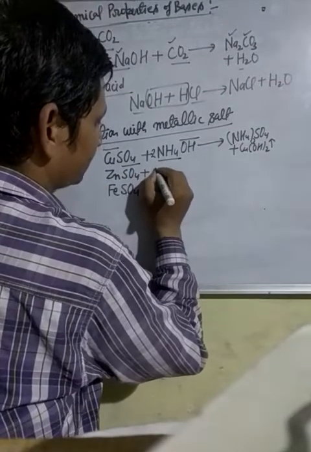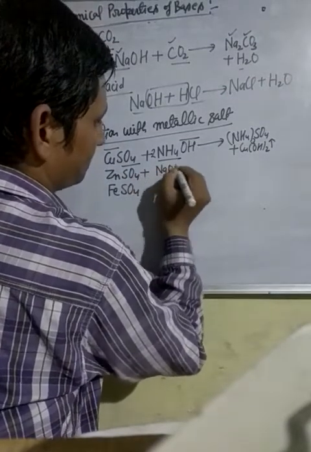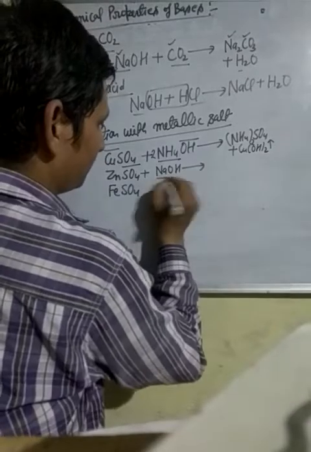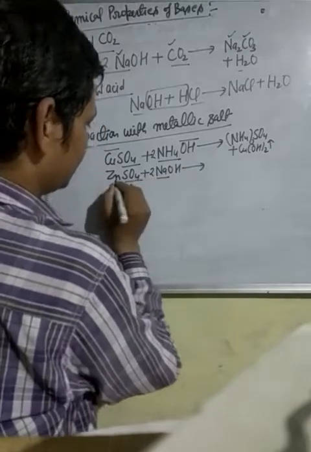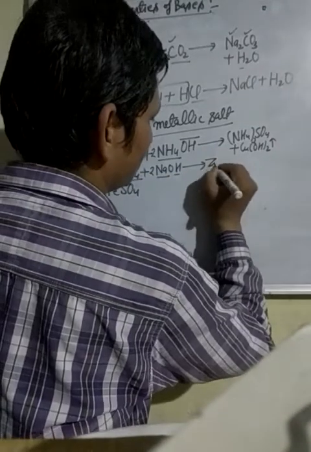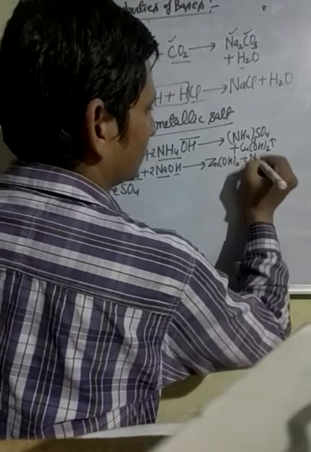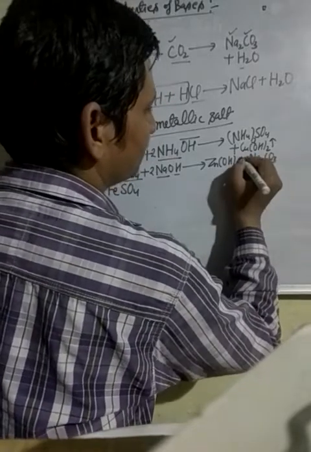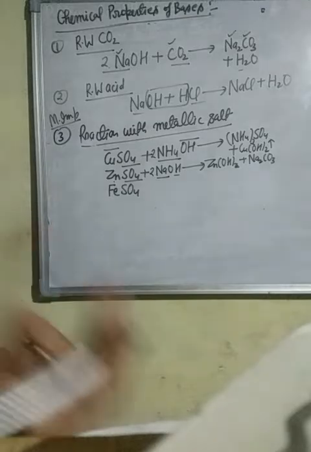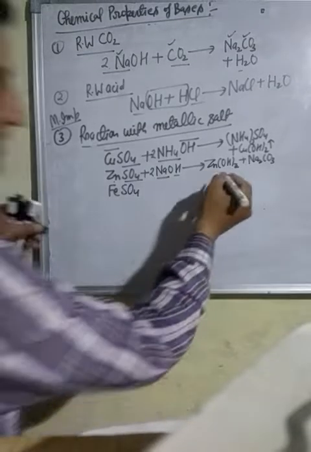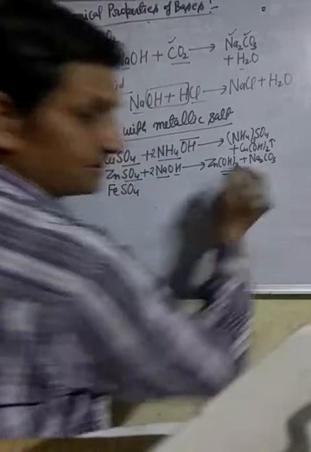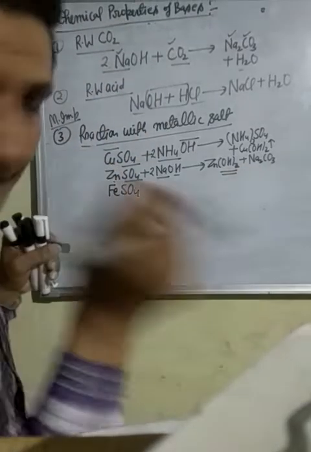After this, base reacts with zinc sulfate to form zinc hydroxide. This is the most important reaction. It forms a gelatinous precipitate. You have to learn the color of zinc hydroxide is gelatinous white.